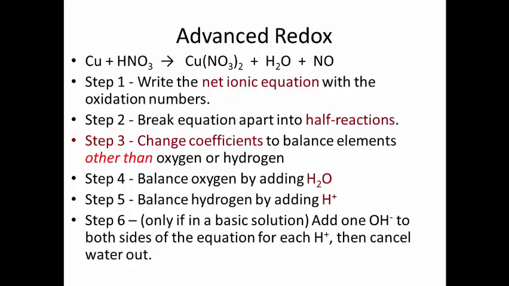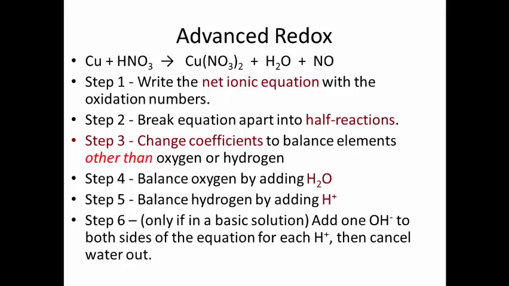Now we've figured out our two halves. We have the net ionic equation with the oxidation numbers. We break it into the half reactions, which we've now determined, and then we have to balance the elements other than hydrogen and oxygen. We also have to balance the electrons. Since copper is losing 2 electrons and the nitrogen is gaining 3, the copper is going to have to do it 3 times for every 2 nitrogens.